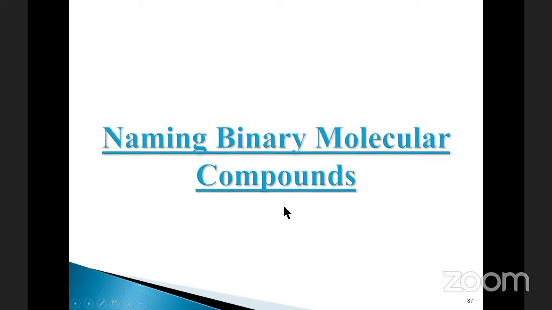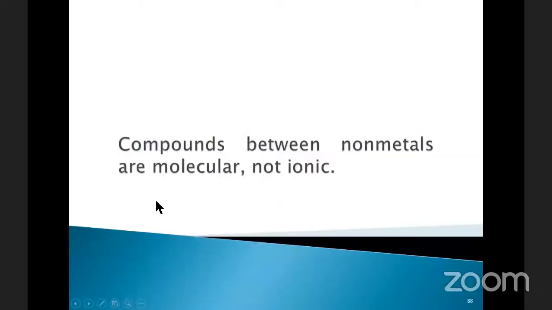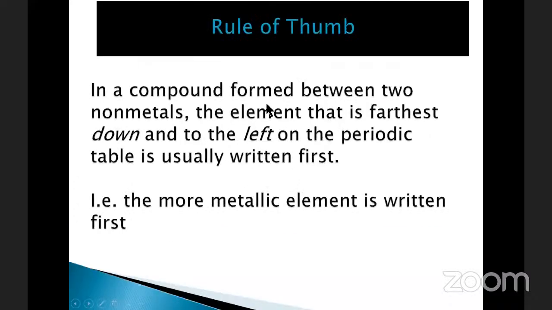So now we're going to look at how do we name binary molecular compounds. So binary again means two, but now we're talking about molecular compounds, not ionic compounds. So what we're talking about here are compounds that are formed between nonmetals. So binary molecular compounds are made up of two nonmetallic elements, right? So therefore they're not ionic, all right? So how do we name these compounds?